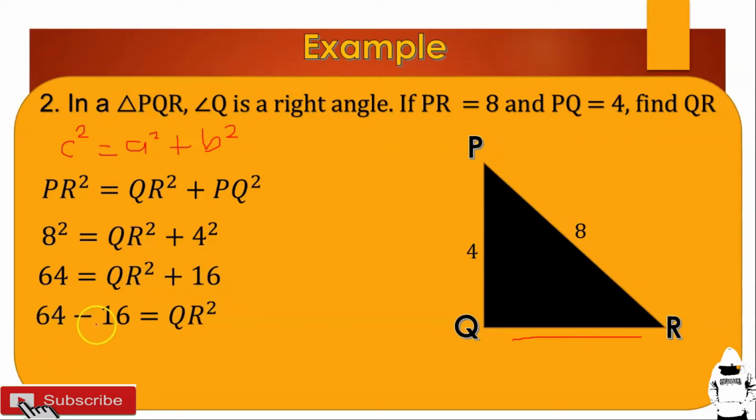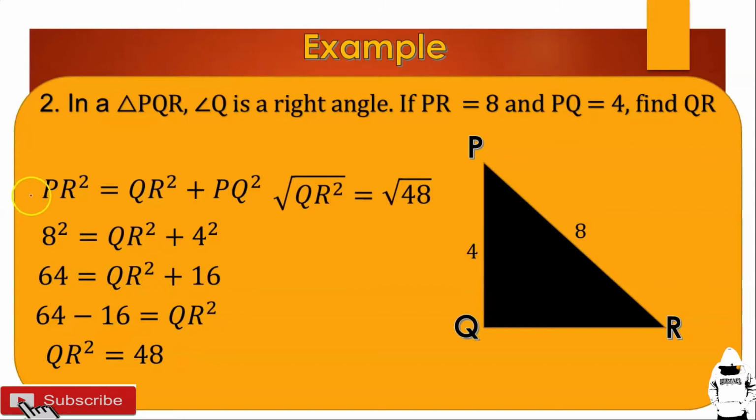We have 64 minus 16 is equal to square of QR. And then, 64 minus 16, that is 48. So, we have square of QR is equal to 48. To solve for QR, we are going to apply square root property or extracting square root on both sides of the equation. We have square root of QR squared is equal to square root of 48.